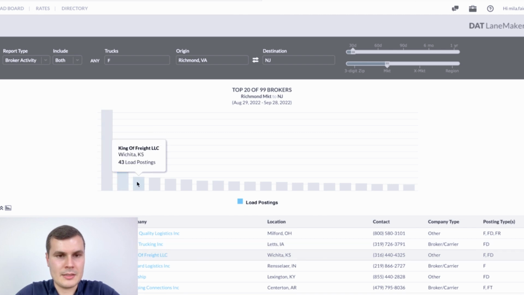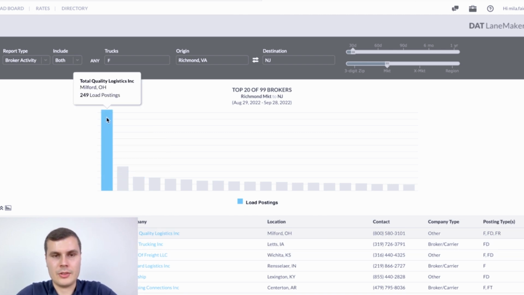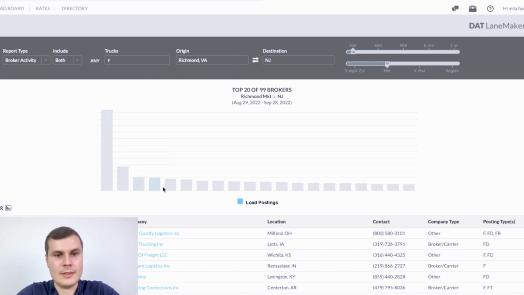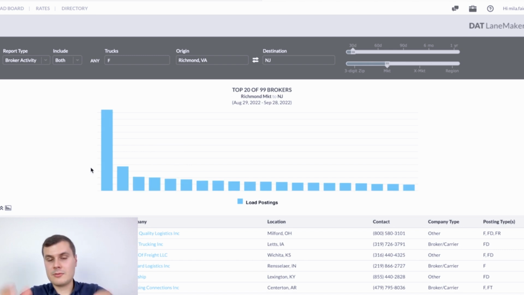You see Tennessee Steel Haulers, the one that was the top one going to North Carolina, is actually not here anymore. Now Total Quality Logistics is the biggest broker that ships loads from Richmond, Virginia to New Jersey. And then you have the other brokers as well. So this is a fantastic tool to understand what brokers to set up your carrier with, especially if you have a new carrier.